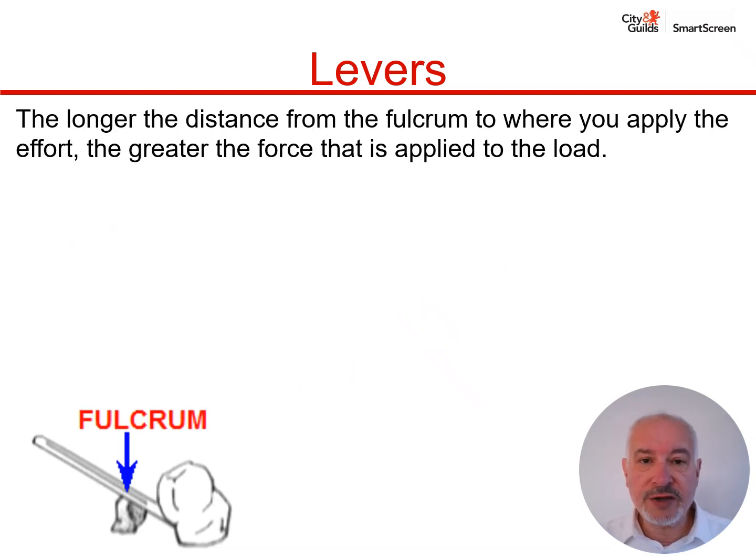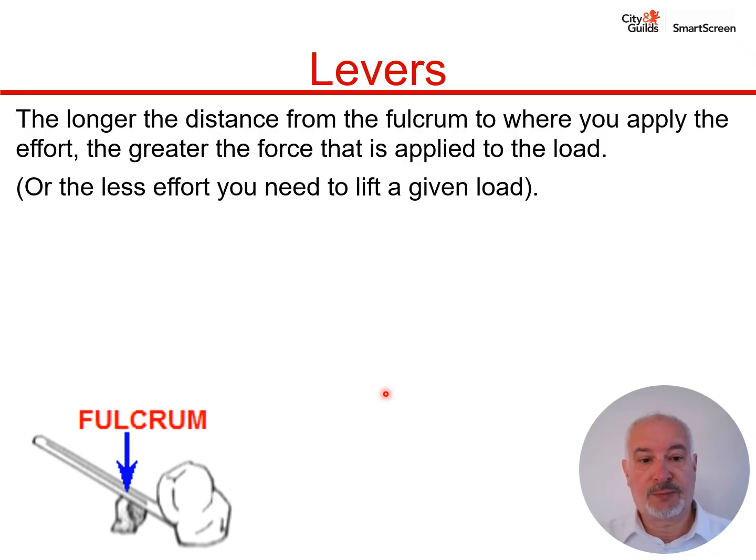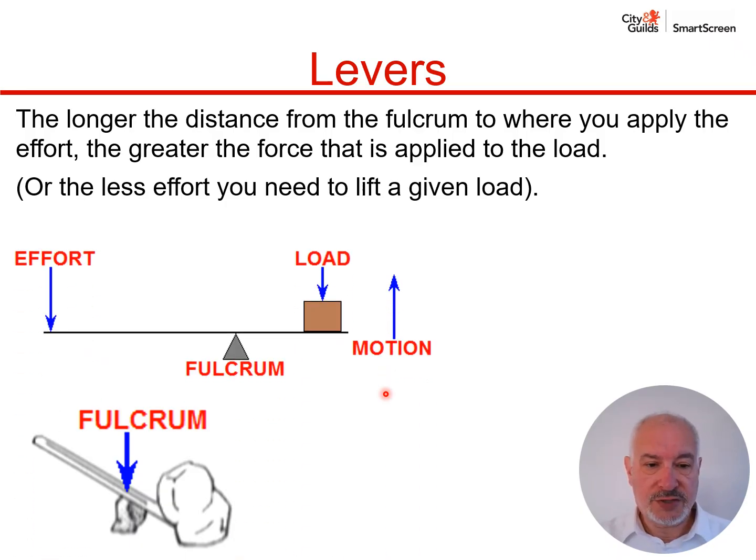So the idea is that the longer the distance from the fulcrum to where you apply the effort, then the greater the force that is applied to the load. Or to put it another way, the less effort you need to lift a given load. So if you want to make it easy for yourself, you need to have a relatively long lever and apply your force or your effort at one end of the lever. Again, if we think about our diagram, the closer the fulcrum is to the load, and therefore the longer the overall length of the lever relative to the load and the position of the fulcrum, the more effective our lever will be.